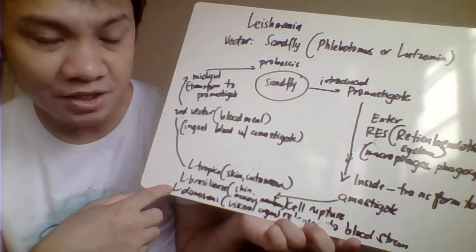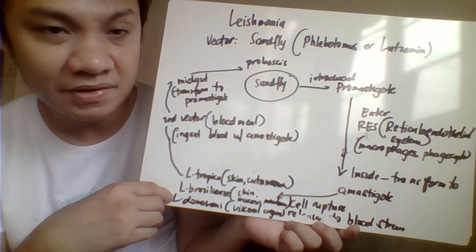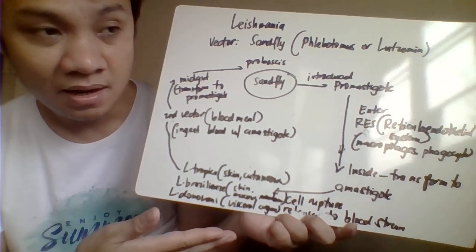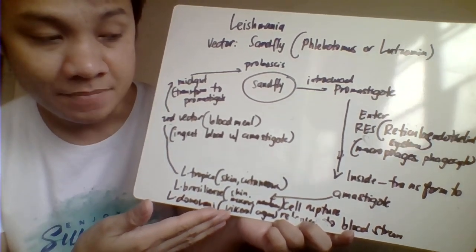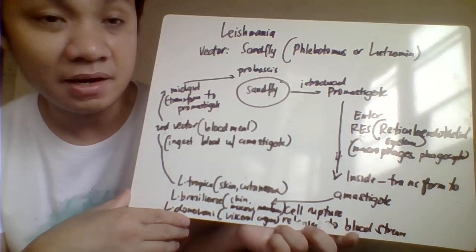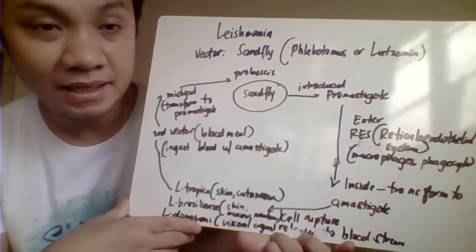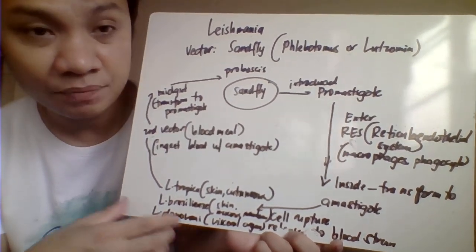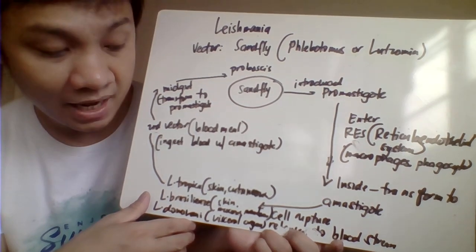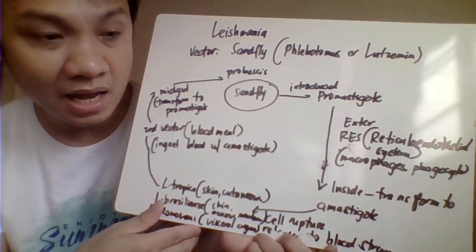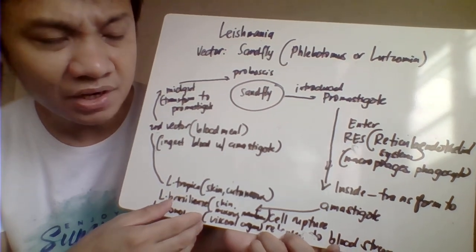In the case of your Leishmania donovani, this is your visceral leishmaniasis. From the bloodstream, the amastigote goes to the different visceral organs or hollow organs of the body, like our internal organs in your abdominal tract, where it eventually infects. That makes your Leishmania donovani your visceral leishmaniasis.